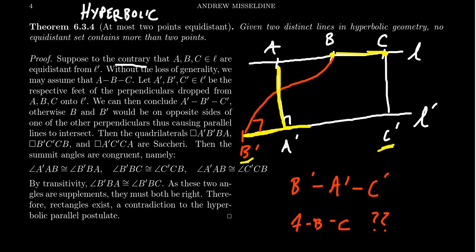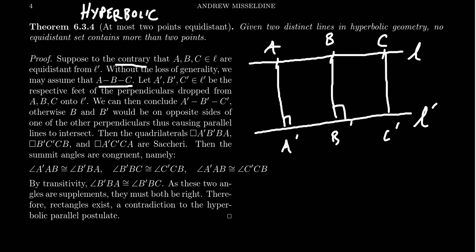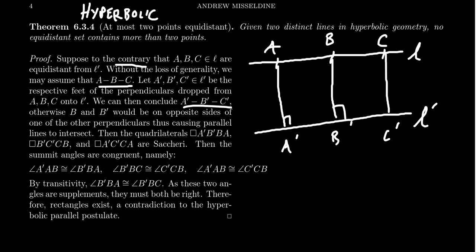It can't be to the left of A prime. And similar reasoning shows that it can't be to the right of C prime as well. So if we go back in time, we can remove our contradictory statement here. We get that we actually are safe to assume that B prime sits between like this. So we actually do get, if B is between A and C, then B prime is going to be between A prime and C prime there.